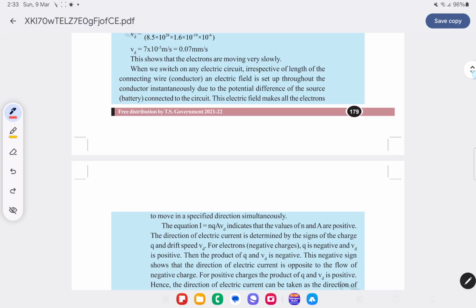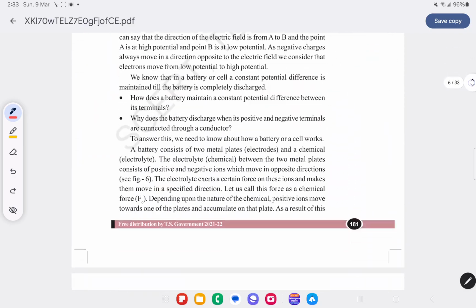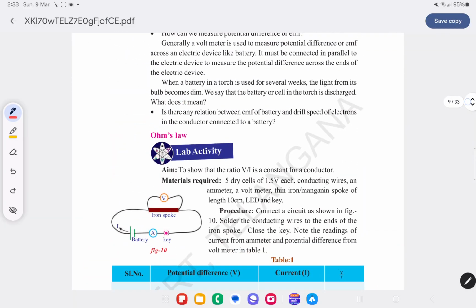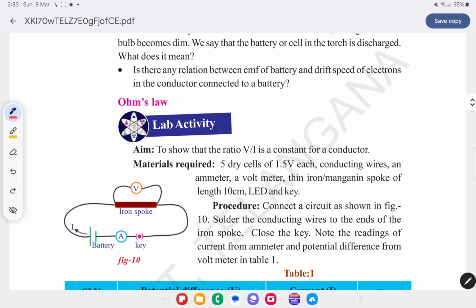Now, after activity 1, we will be discussing first of all about Ohm's law. See, this is one lab activity also under this topic, right? So first we'll discuss the lab activity. First of all, you should make the circuit like this, same as we did in activity 1, right? And now you connect one iron spoke here and connect one voltmeter as well as one ammeter.